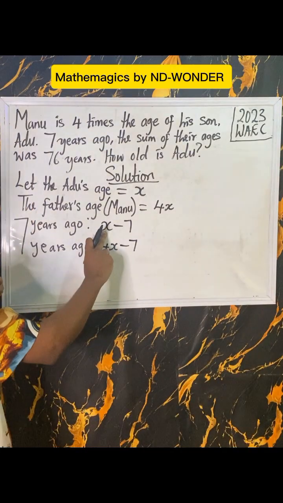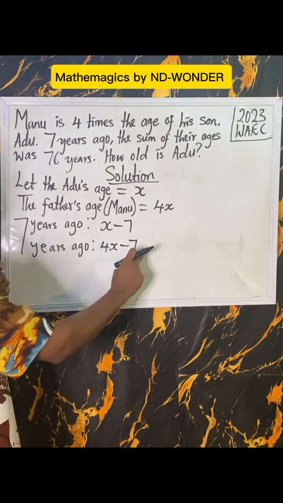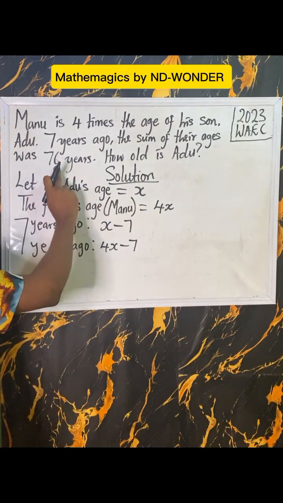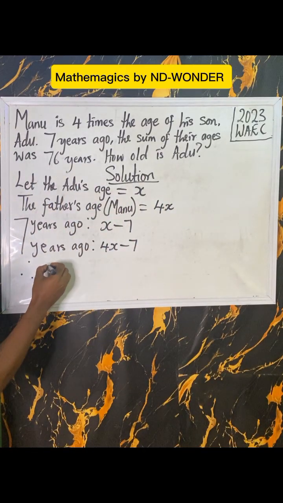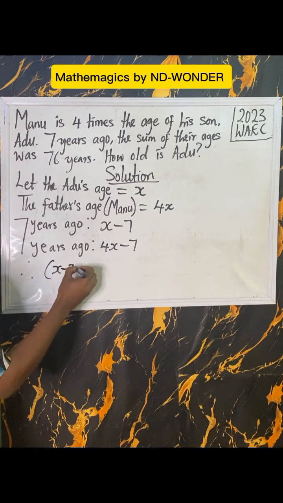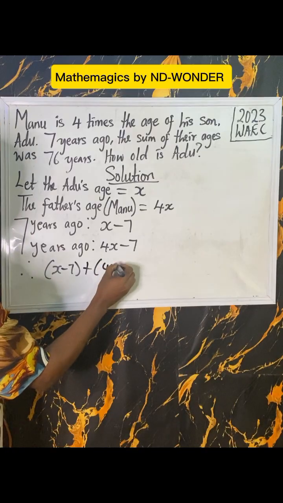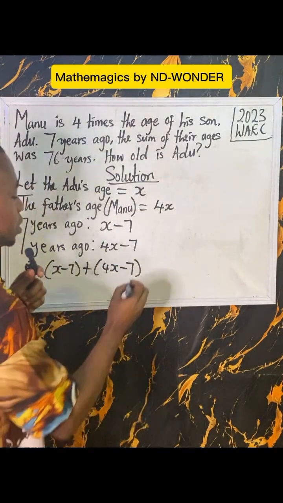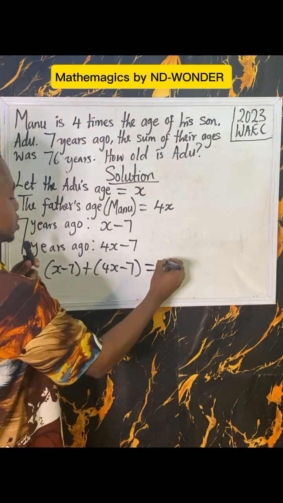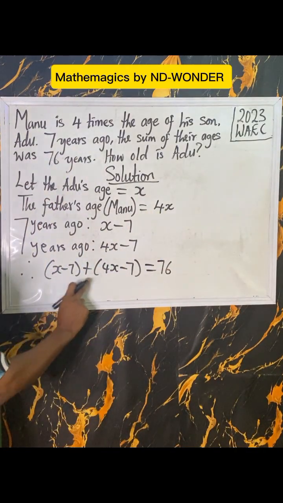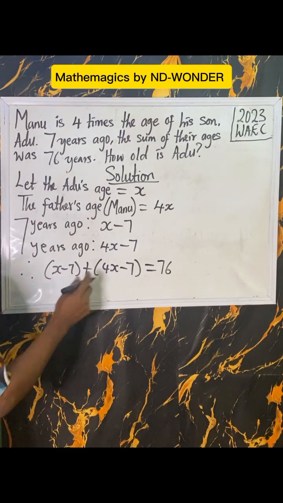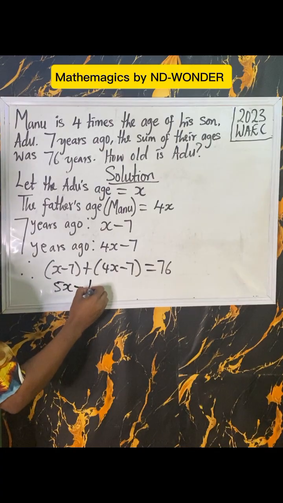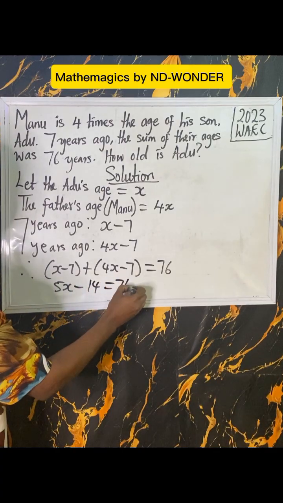Then the sum of their ages was 76. So we need to add x minus 7 and 4x minus 7, then we equate it to 76. That becomes, in a bracket, x minus 7, which is the age of the son 7 years ago, plus 4x minus 7, which is the age of the father 7 years ago, equals 76. Now, let us add up. X plus 4x will give us 5x. Minus 7 minus 7 will give us minus 14. Then equal to 76.